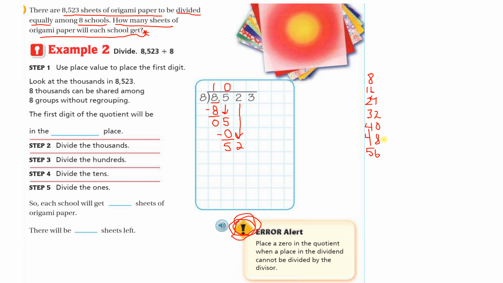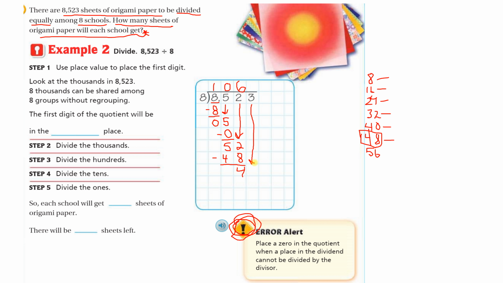So 48, which was 1 8, there's 2 8s, 3, 4, 5, 6. So it went in 6 times. 6 times 8, I've already done over here. 6 times 8 was 48. So now I subtract that 48 from the 52. I can count up from 48 to 52 to see what the difference is. So starting at 48, 48, 49, 50, 51, 52. That was 4. And then continue following the steps.